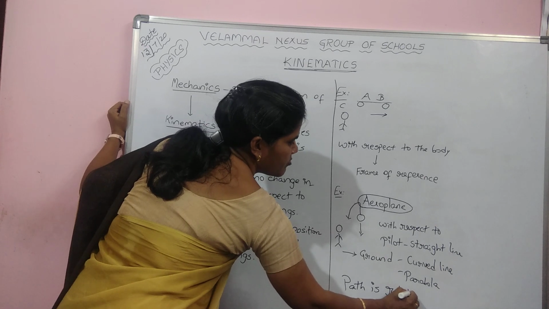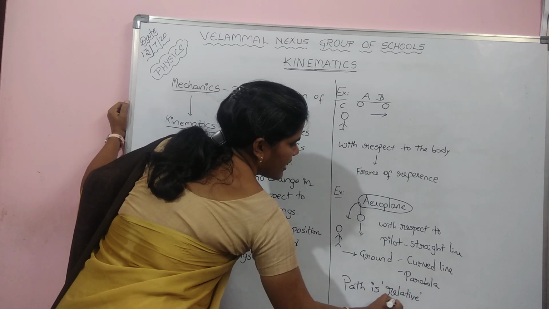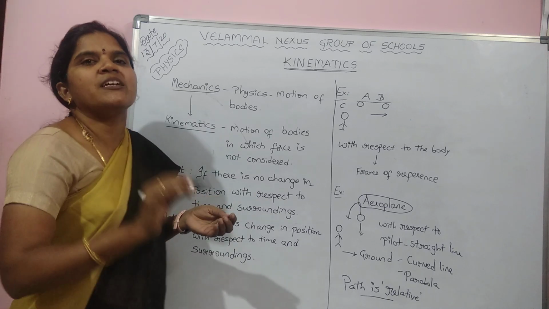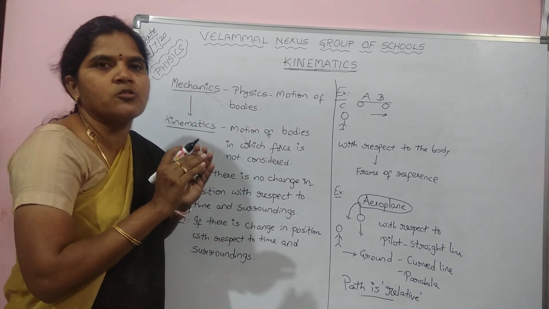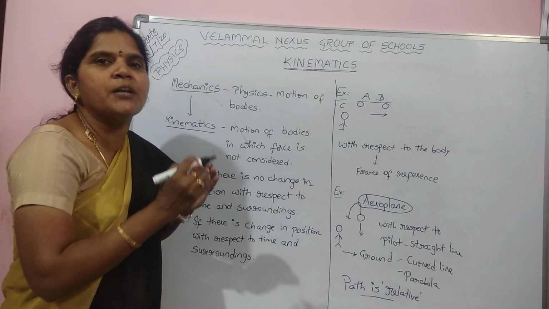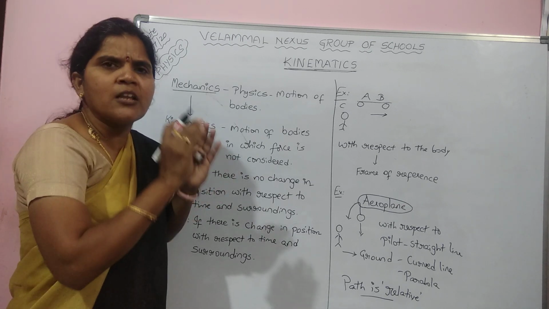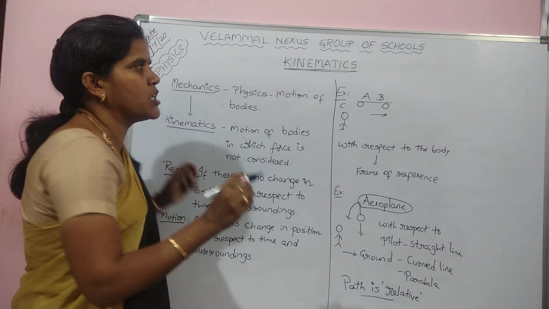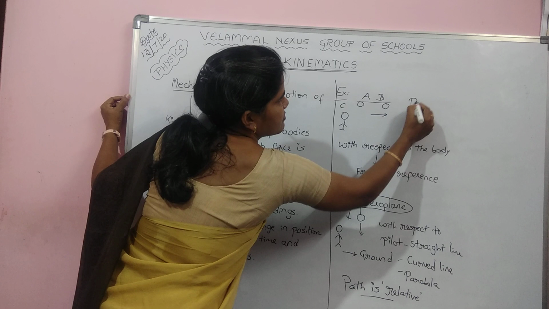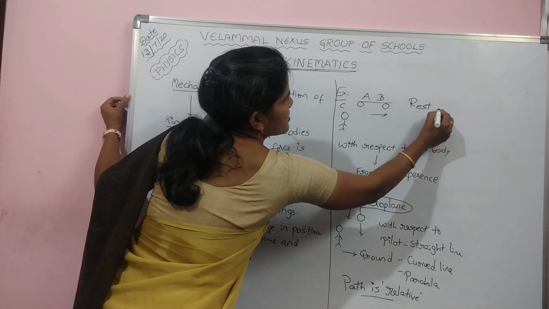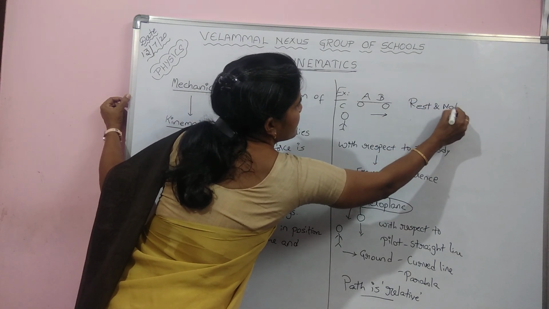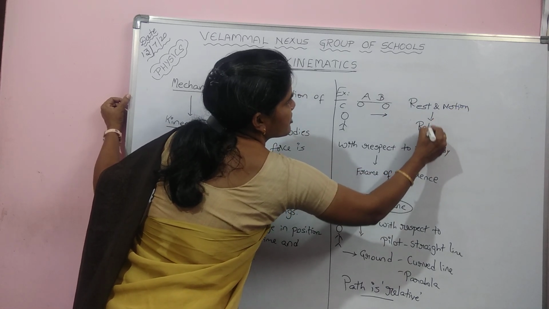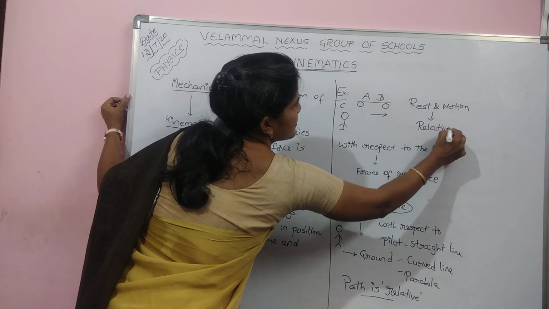Path is relative. Children, I told you already, absolute rest and absolute motion never exist. Absolute means it does not depend on anything else. Rest and motion are both relative terms, which means they depend on each other. I hope it is clear, children.